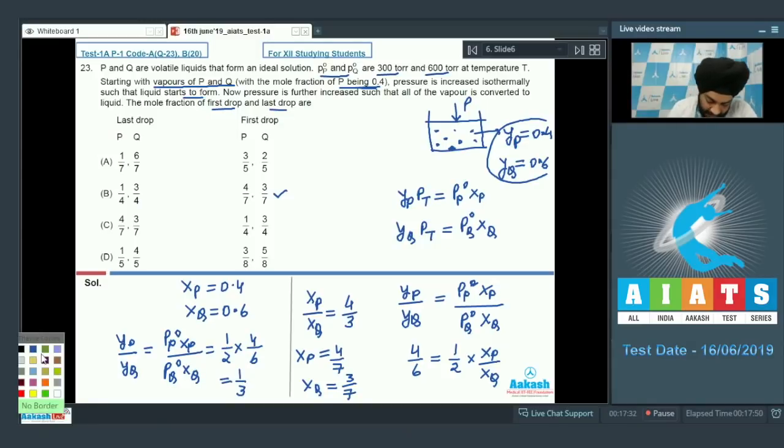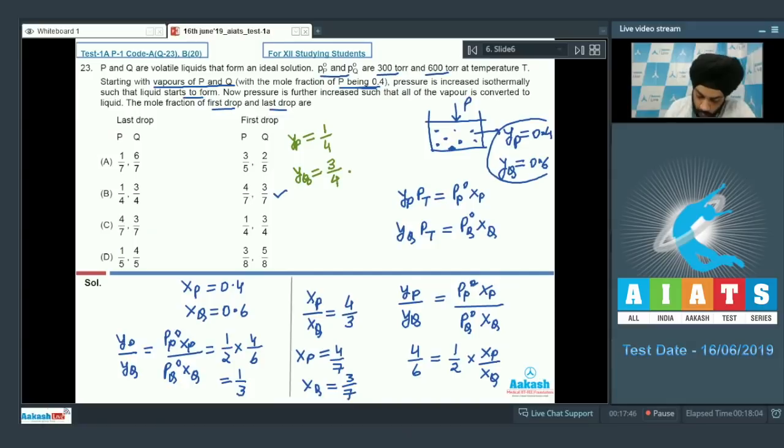So now we can say that the mole fraction of P in the last drop, which is Yp, will be equal to 1 upon 4, whereas the mole fraction of Q in the last drop will be equal to 3 upon 4. So we had already seen that only one of the options was matching. So the B option is correct, and we have to mark the option B as the correct answer to question number 23. Let's look at the next question now.